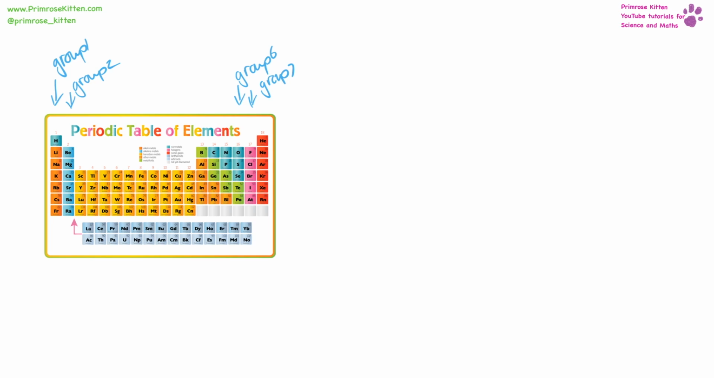The periodic table gives us loads and loads of information. The first bit of information it gives us is about groups. Now groups go down the periodic table. Group 1, group 2, 3, 4, 5, 6, 7, 8 or group 0. Groups tell us the number of electrons on the outer shell. So things in group 1 are going to have 1 electron in the outer shell. Things in group 2 are going to have 2 electrons in the outer shell. Group 6, 6 electrons in the outer shell. Group 7, 7 electrons in the outer shell.